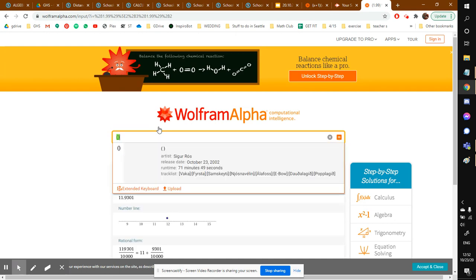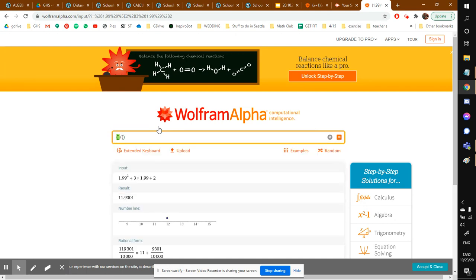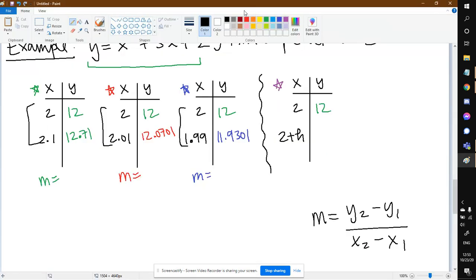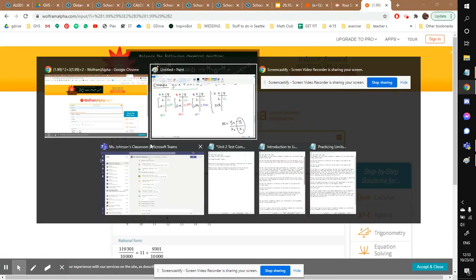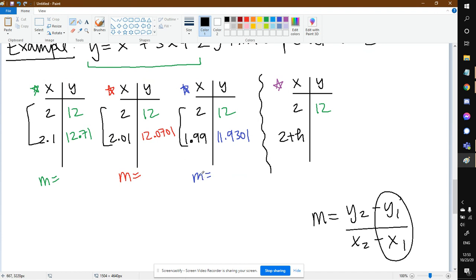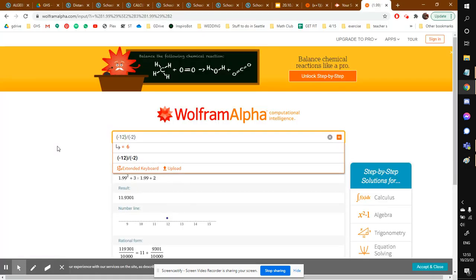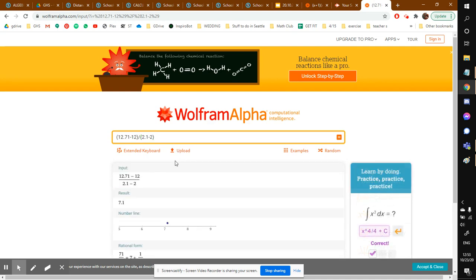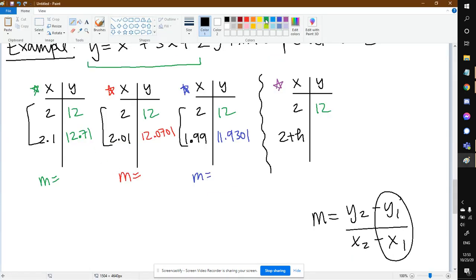I'm going to do something minus 12 and something minus 2. Because for all 3 of these, 12, 2 is my first point. I'm going to go ahead and plug those in for my pattern. And now I'm going to come back and say, okay, it's 12.71 and 2.1 for this one. So I'm going to type in 12.71 and 2.1. And I get my slope is 7.1. Nice.